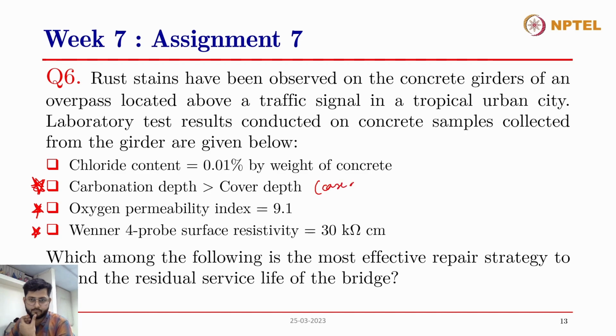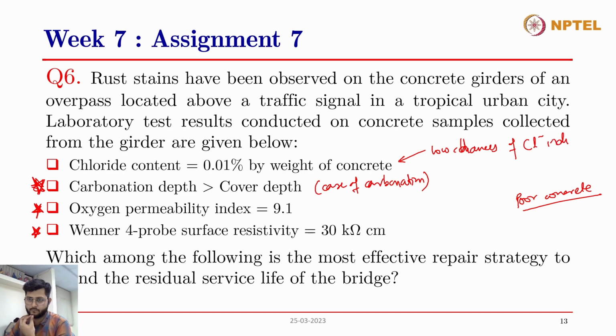Then OPI of the order of 9.1 is related to poor quality of concrete. And then resistivity level of 30 kilo ohm centimeter is again a low level. This relates to poor concrete. So this is a case of poor concrete and a case of carbonation and not a case of heavy chloride intrusion. So the best option will be you need to re-alkalinize. And then anti-carbonation coating is also required.